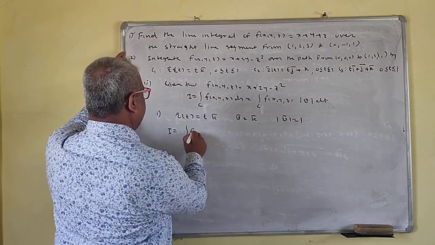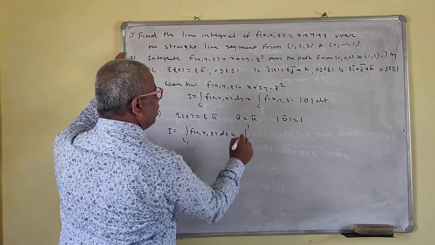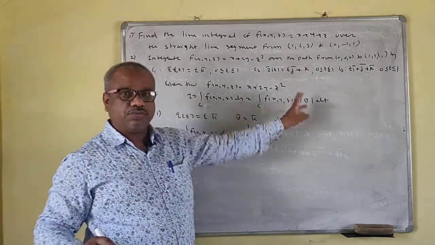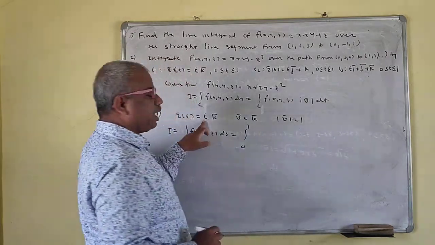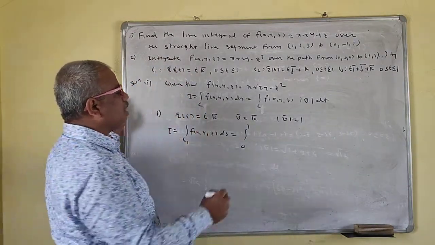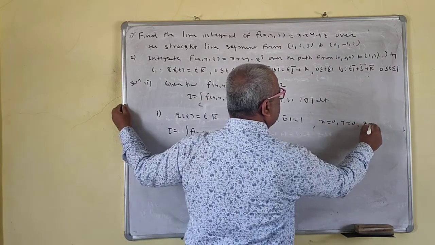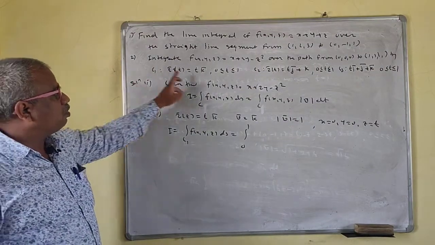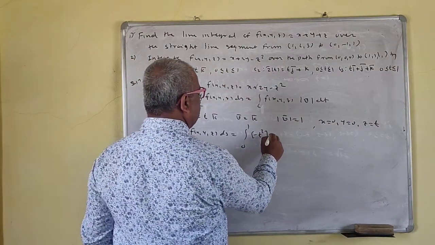Okay, the integral of f(x, y, z) ds, directly you write now, this is from 0 to 1. The formula is known to you. So your x is 0, y is 0, and z is equal to t. Putting x equal to 0, y equal to 0, z equal to t, this is minus t square.